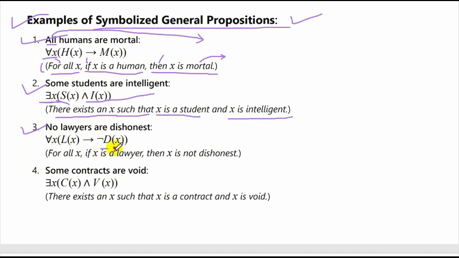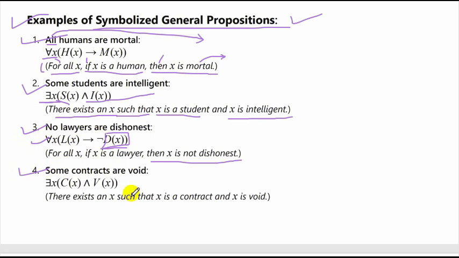First we have to write x is dishonest in the positive sense, and then use a negation symbol to state that if x is a lawyer, it implies x is not dishonest. Again, it's a universal quantifier. We use the implication symbol.